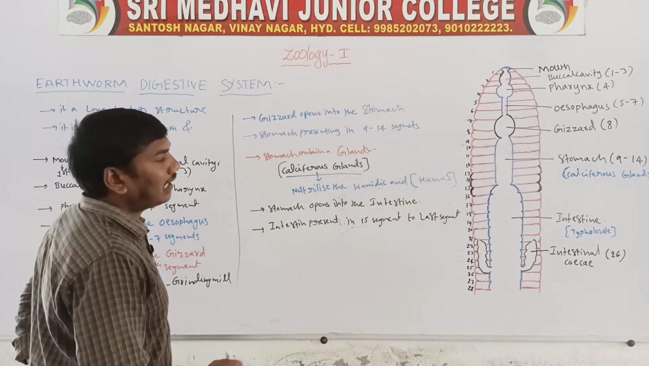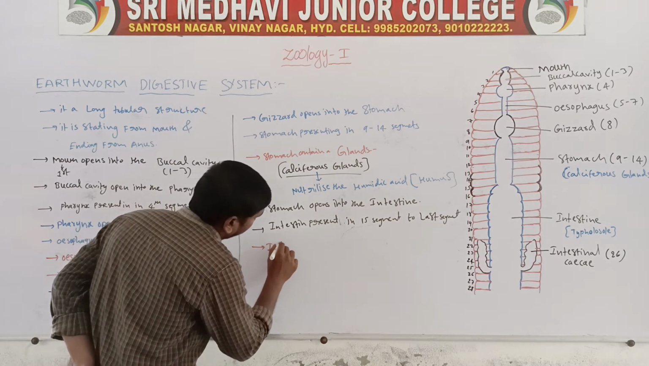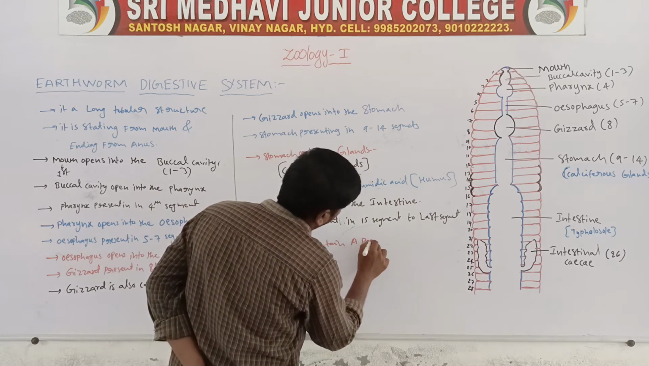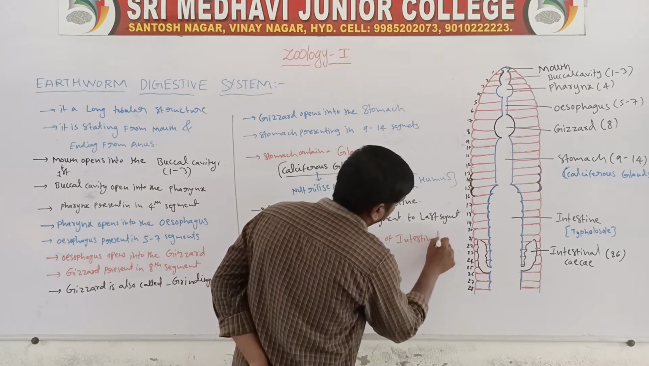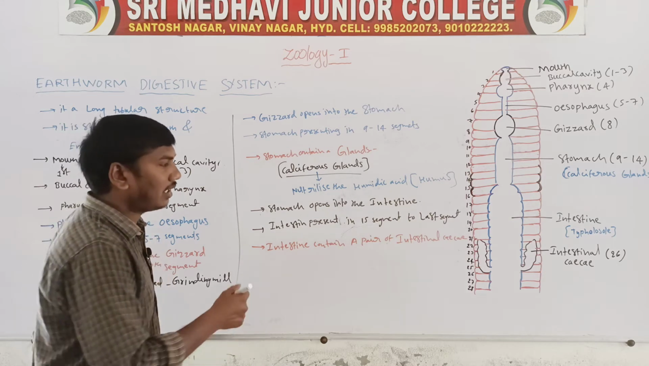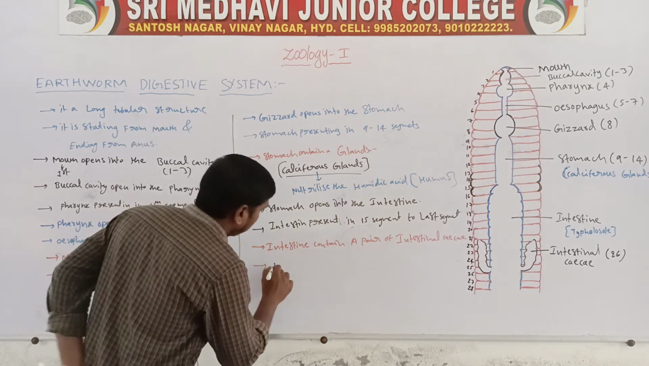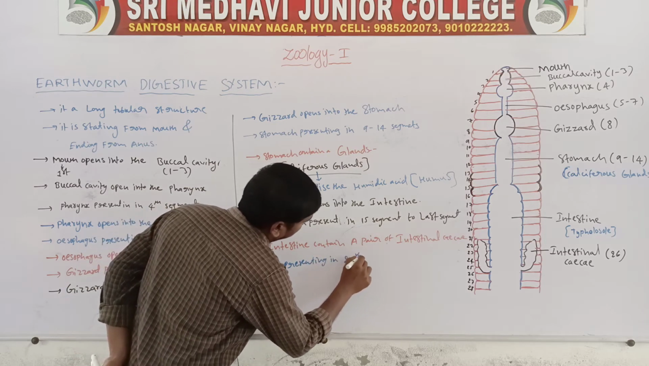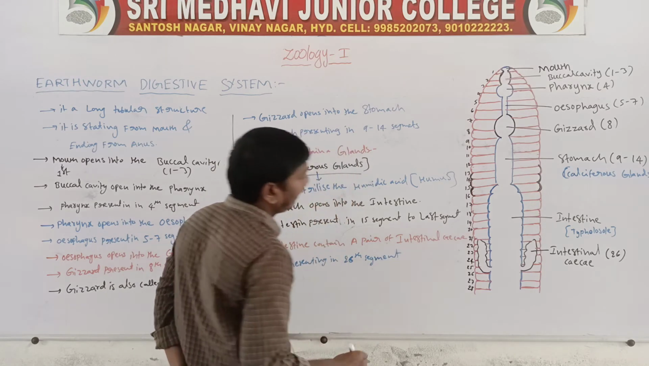The intestine contains a pair of intestinal caeca. They are present in the 26th segment.